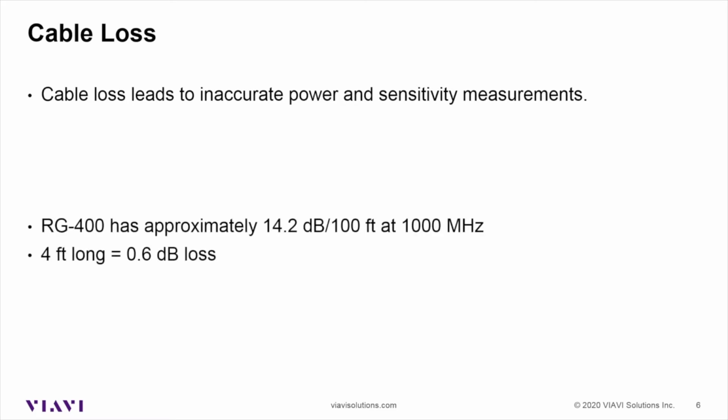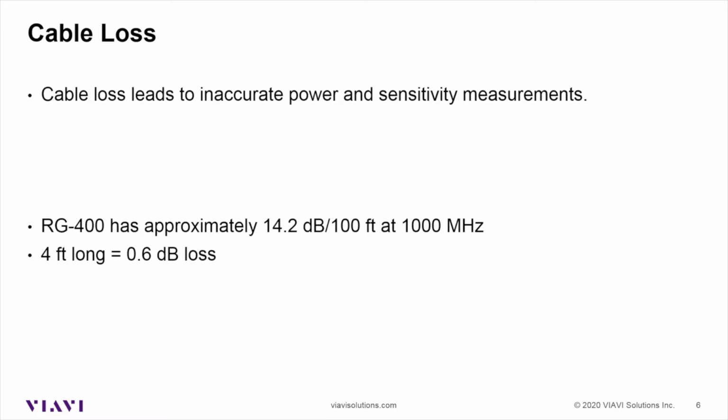Now, as an example here, I've got a piece of RG400, 4 feet long. This is pretty common. I see this in a lot of shops. You may have these cables in your shop. They're commonly available. They don't cost a whole lot of money, so like I said, they're pretty well liked. But this RG400 has about 14 dB of loss per 100 feet, and I'm looking at that at 1,000 meg.